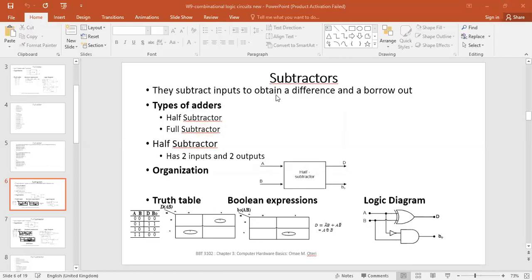About the subtractor, we need to know that this is a device which basically subtracts binary numbers. There are two types of subtractors, the half subtractor and the full subtractor. Please note that the half subtractor has two inputs and two outputs. The inputs are A and B, and the outputs are the difference and the borrowout.